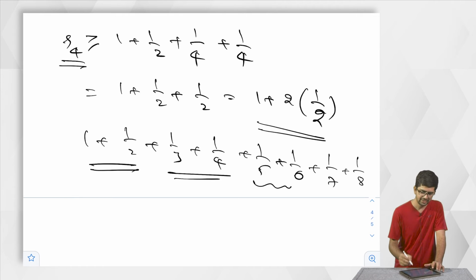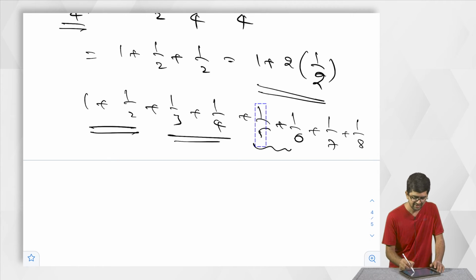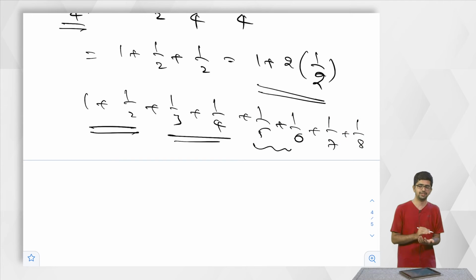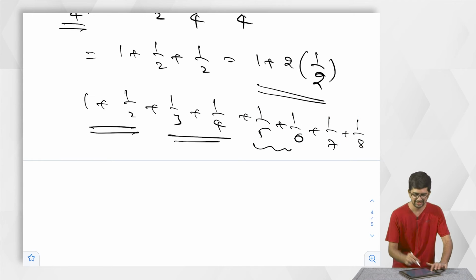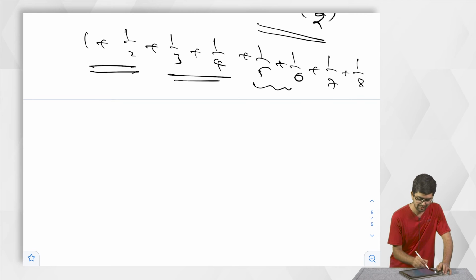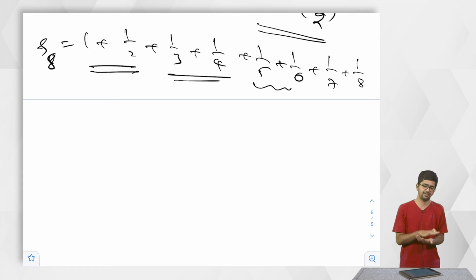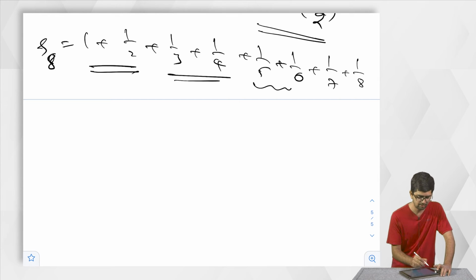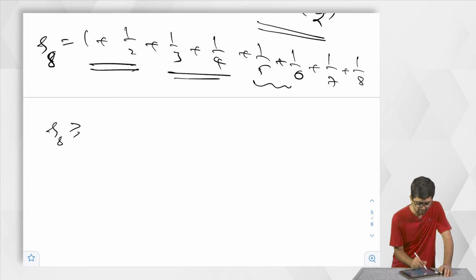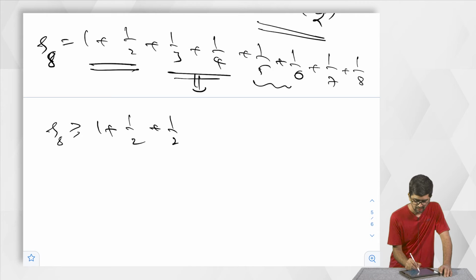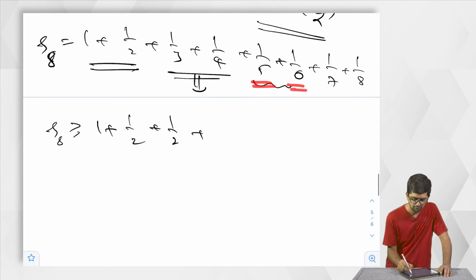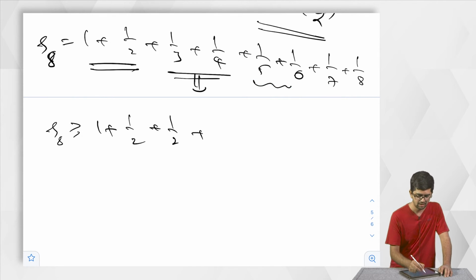Now what we are doing here is the following. Each of these elements, 1 by 5, 1 by 6, 1 by 7, 1 by 8, all these 4 elements are greater than or equal to 1 by 8, right. So now what is this? This is S8. We could not say anything about S5, S6, S7, but for S8 we are able to say something. So S8 is greater than or equal to 1 plus 1 by 2, these two I am writing as 1 by 2 again, plus these 4 are greater than or equal to 1 by 8.